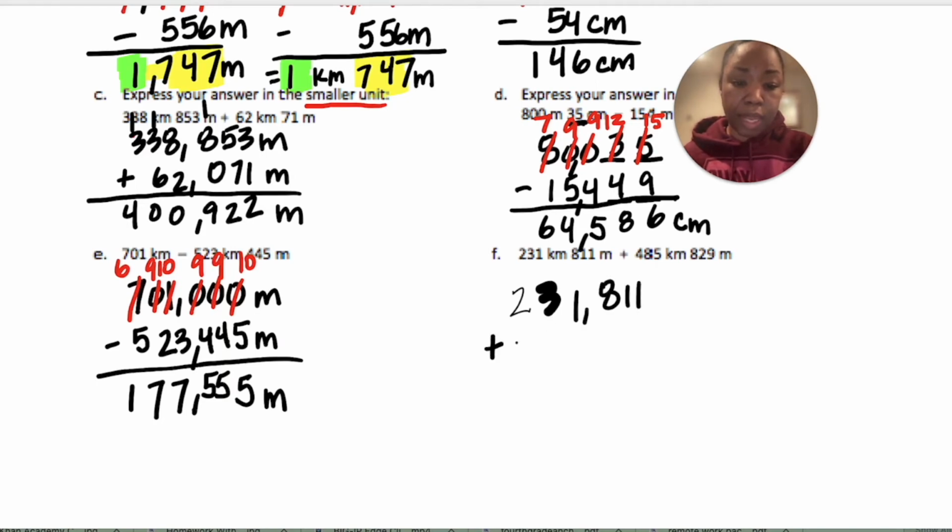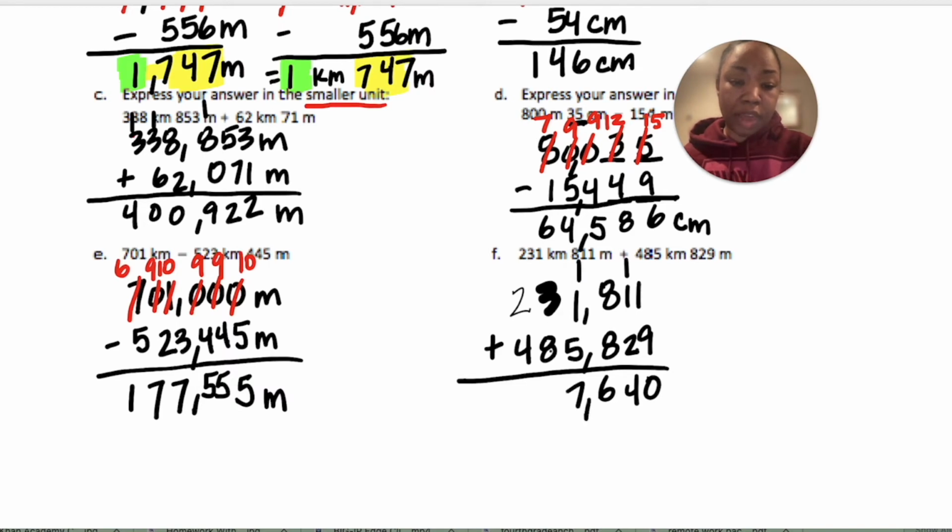231,811 plus 485,811. 829. 1 plus 9 is 10. Regroup 1. This is 4. Nothing to regroup. This is 16. Regroup 1. This is 7. Nothing to regroup. This is 11. Regroup 1. And this is 4, 5, 6, 7. 717,640. All right, let's move on.